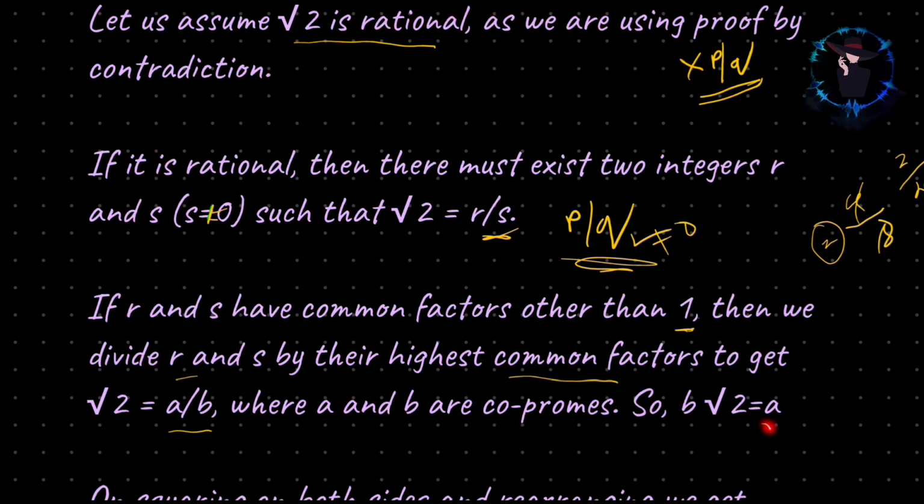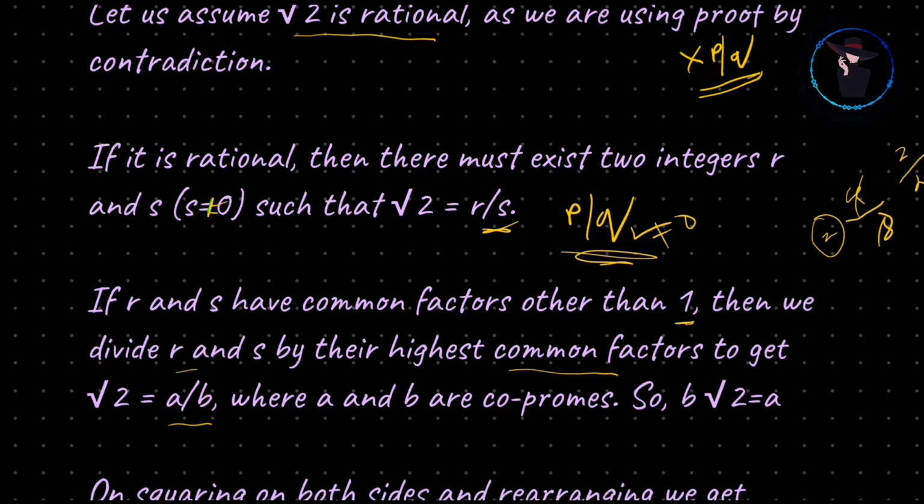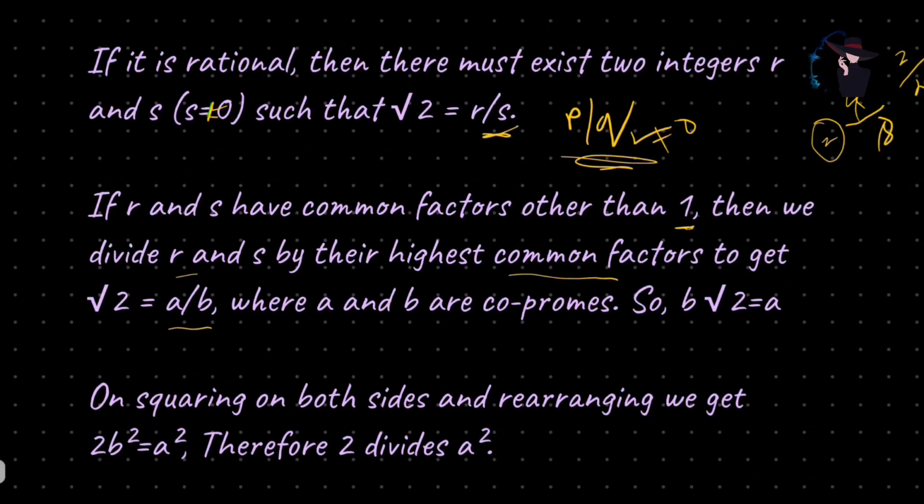So b root 2 is equal to a. We are sending this b, which is in the denominator, to the numerator in multiplication form. b root 2 is equal to a. On squaring both sides, we get 2b square is equal to a square.